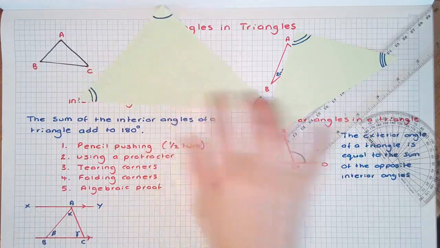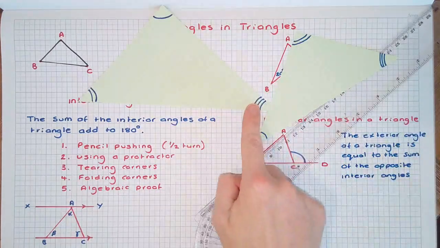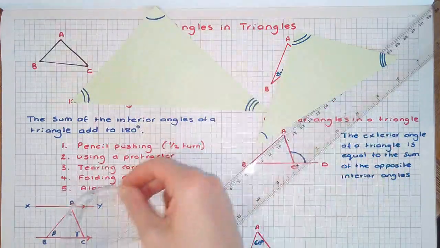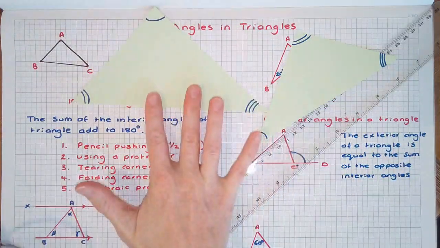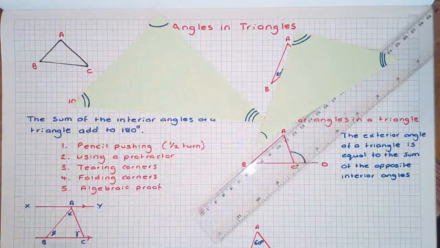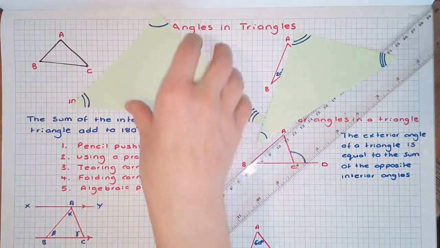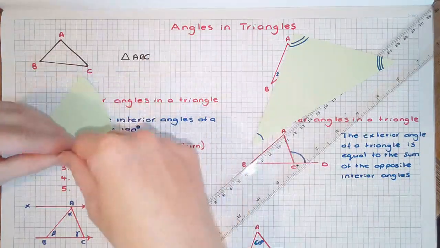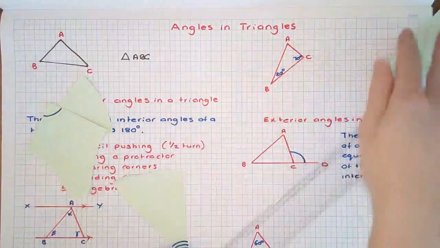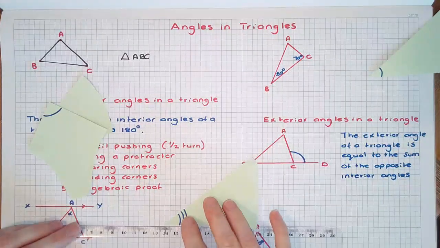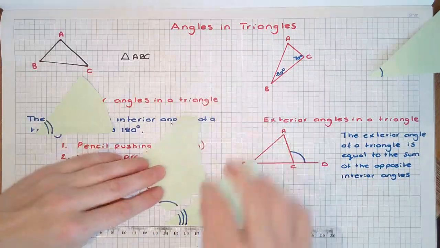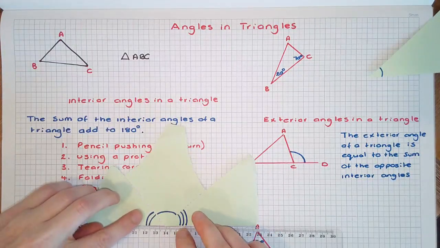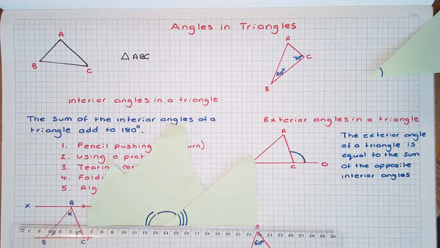Another way to demonstrate that the interior angles add to 180 is to simply grab a protractor and measure each of the angles at each vertex, and you'd notice that they all add to 180 degrees. The third way is tearing the corners. If I tear each of the corners off and I get my ruler and I place each of the angles together, you'll notice that they always will form a straight angle.